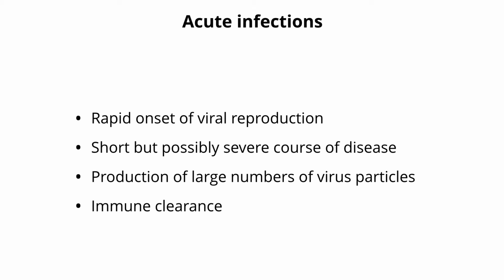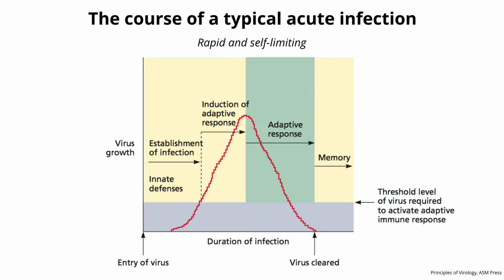That doesn't matter. The point about being acute is that you have a rather rapid onset, you have production of large numbers of virus particles, and then eventually immune clearance. The immune system kicks in, gets rid of the infection, and that's it. And then hopefully you have lifetime immunity to that virus, and if you're infected next time, you'll know what happens because we've talked about that before. So here's a graph of a typical acute infection. Again, rapid and self-limiting. Those are the hallmarks of an acute infection.